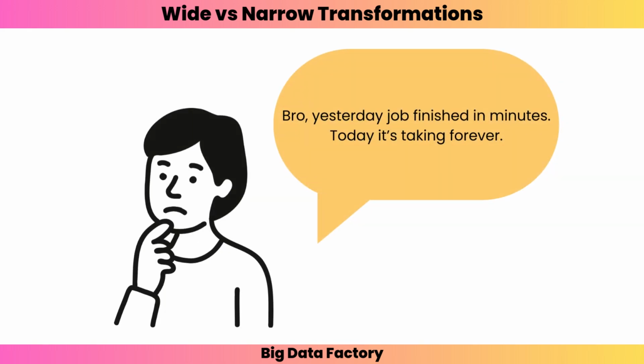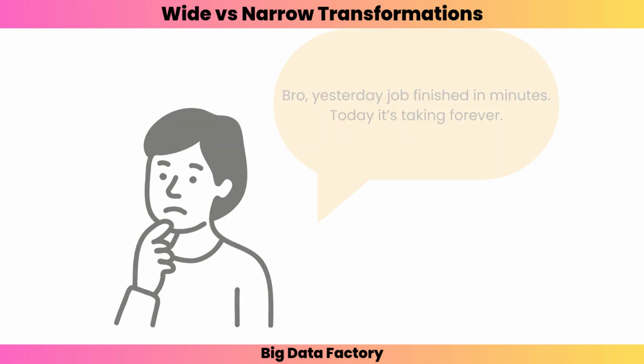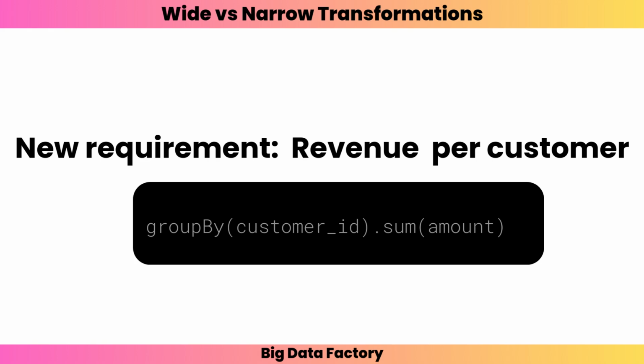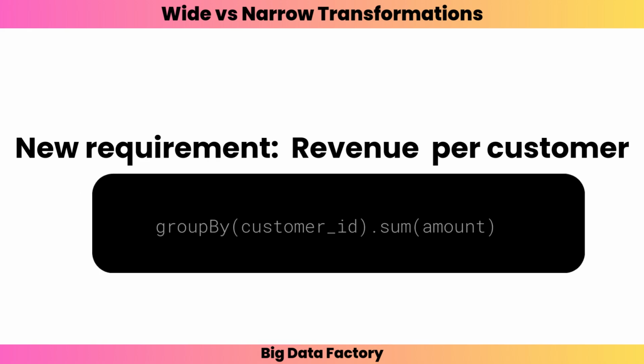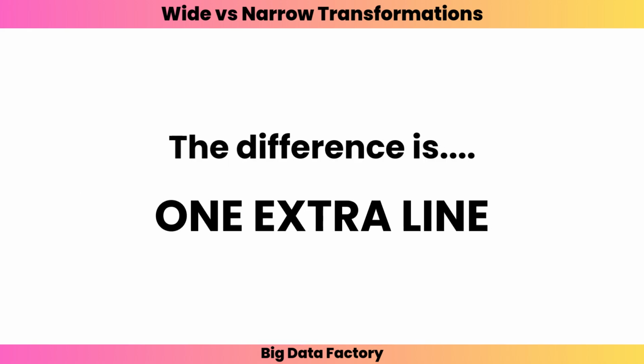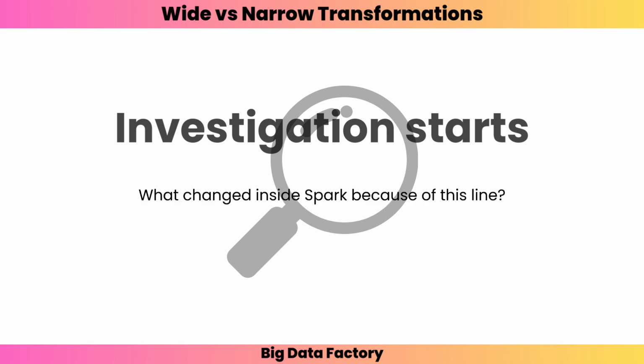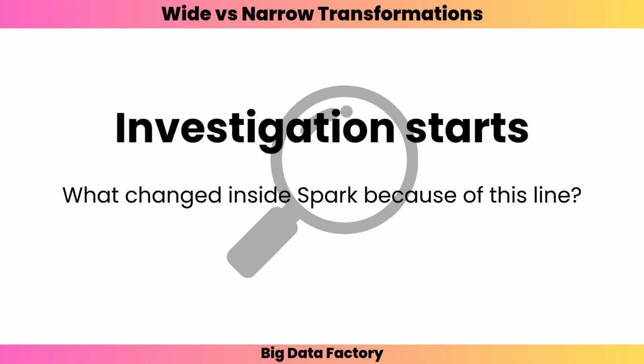A teammate messages you, "Bro, yesterday the job finished in minutes. Today it's taking forever." You open the code and everything looks normal until you see one new requirement. We need revenue per customer. And they added groupBy of customer ID dot sum of amount. That's it, one line. But that one line can change the whole execution model. So the investigation starts. What changed inside Spark when we added that line?